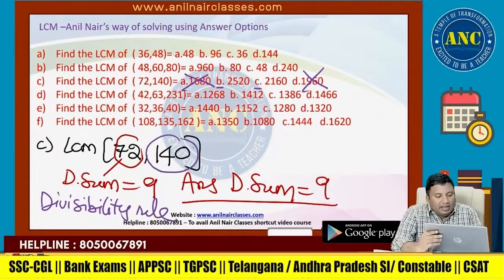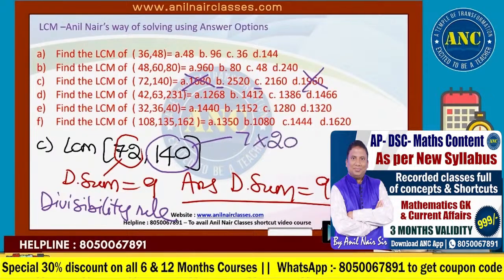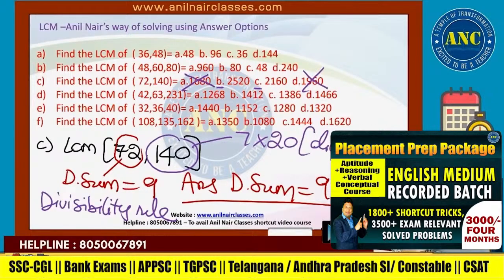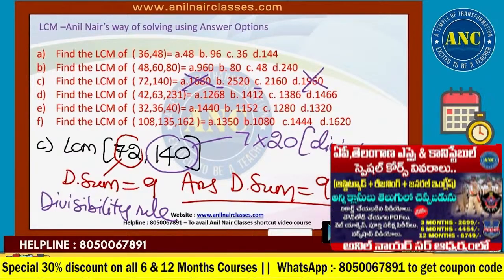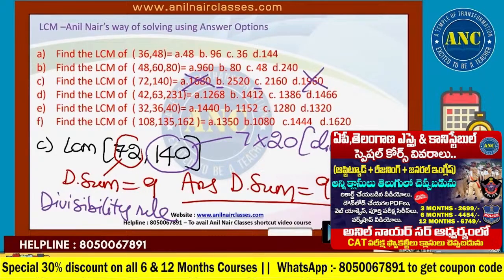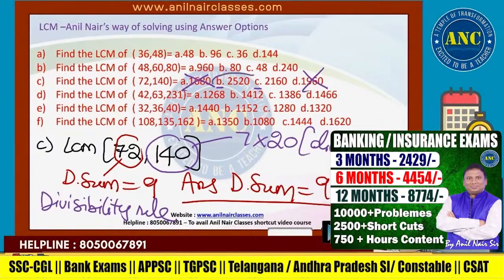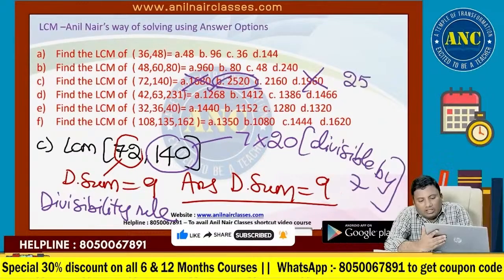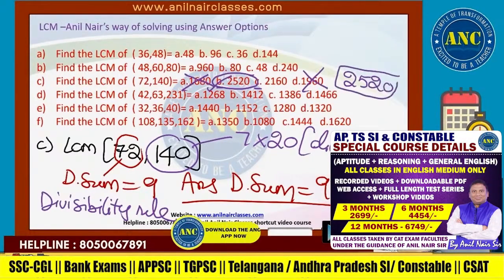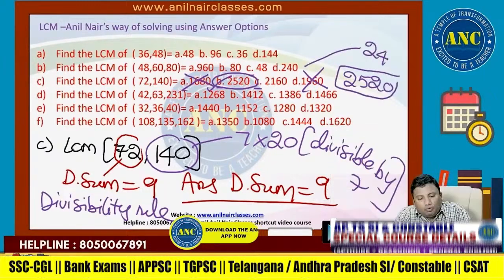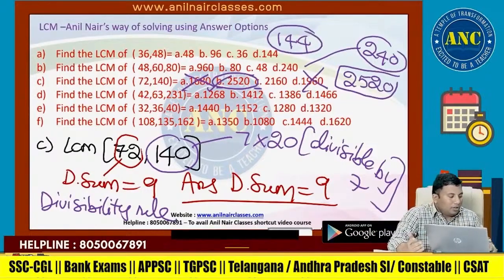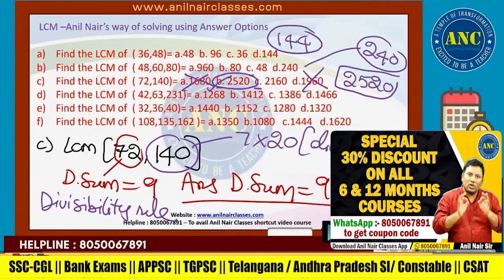140 is 7 into 20. That means it is divisible by 7. If one number is divisible by 7, the answer should also be divisible by 7. 7 threes are 21, 4 20. 7 sixes are 42. It is divisible by 7. Answer is 2520 for the third question. For the second question, it is 240. For the first question, it is 144. Right? 2520 is the answer.